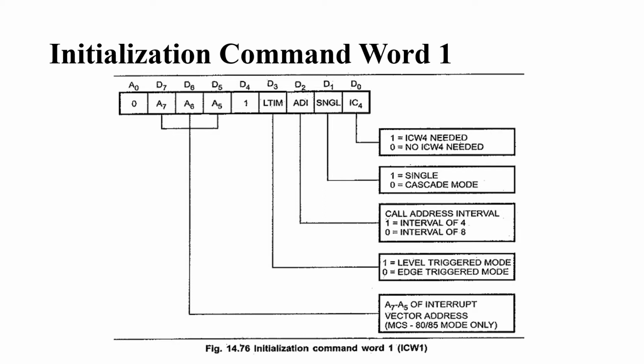D5, D6, D7, these bits are used to get A5 to A7 address bits from interrupt vector address. This is used when the microprocessor is 8085 and the 8259 is trying to communicate. Now we will see this D2 bit of initialization command word in detail.